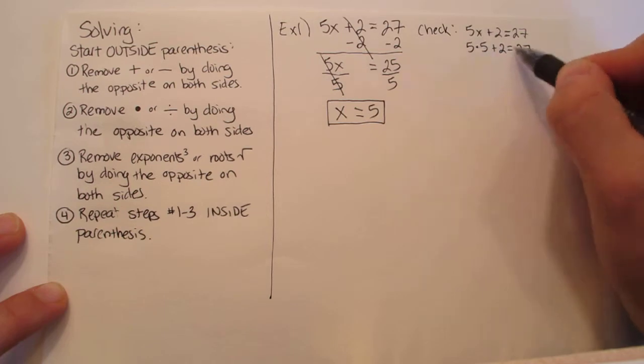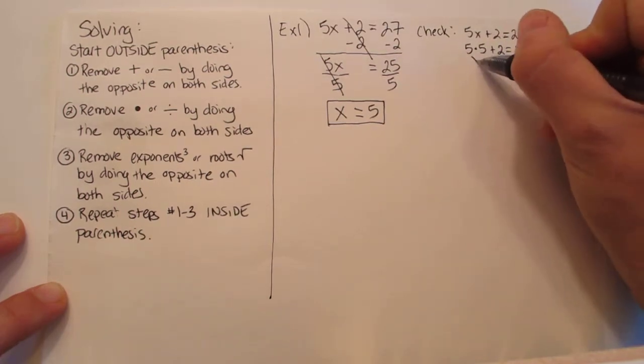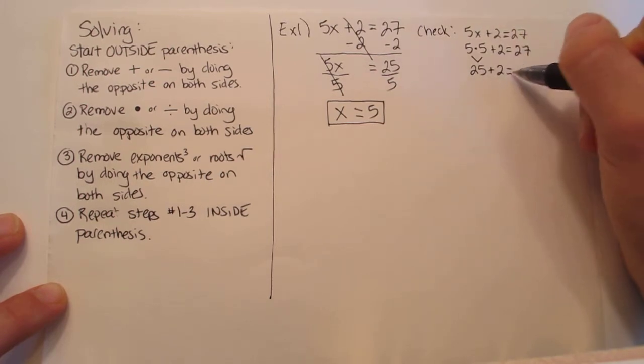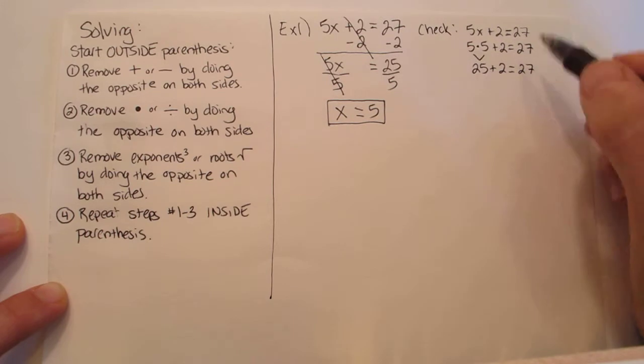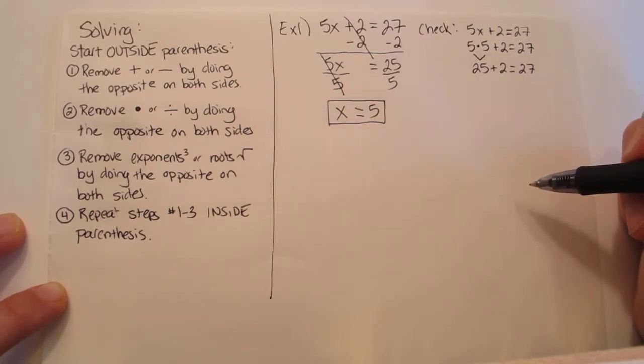And then on the left-hand side, I'm going to simplify the expression using order of operations. So multiplication would come first here. And I'm going to bring everything else down, including the equal sign and the 27. There's nothing to simplify over here, so I'm just going to keep bringing that 27 down.